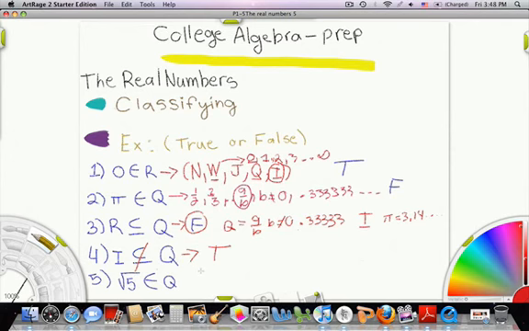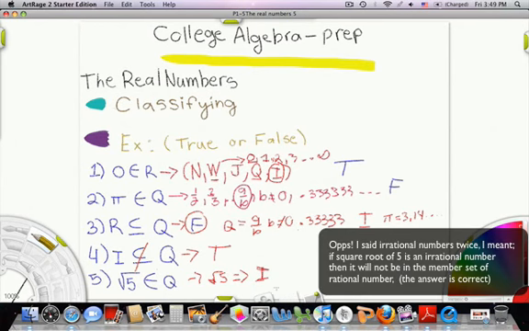So if square root of 5 is an irrational number, and we'll say that is I, and what this is saying is that square root of 5 is in the number set of rational numbers. So if square root of 5 is an irrational number, then it will not be in the rational numbers. So this statement is false.